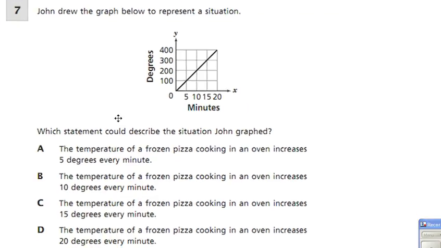Now, here, degrees and minutes. Which statement could this describe the situation John graphed? Now, temperature of the frozen pizza cooking in the oven increases 5 degrees every minute. So when we have gone over 5 minutes, you will realize that it raised temperature by 100. That means 100 in 5 minutes, which will in fact becomes 20 degrees every minute. So therefore, we end up getting choice D as our answer.